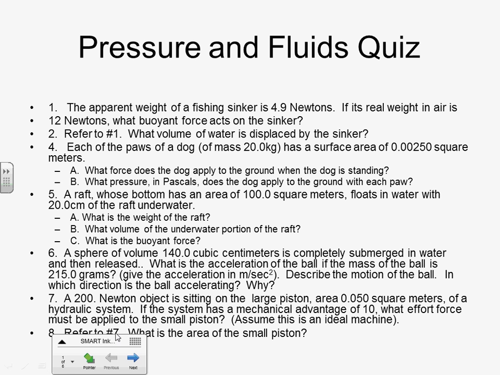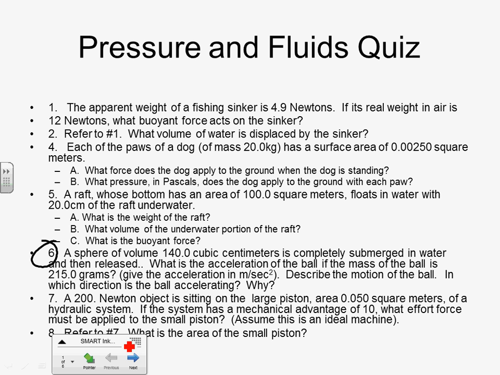All right, let's go ahead and look at the problem up here labeled 6, the one about the sphere. This tells us that a sphere has a volume of 140 cubic centimeters. It's completely under the water and then released. What's the acceleration of the ball if the mass of the ball is 215 grams? Give the acceleration in meters per second squared. Also describe the motion of the ball, in which direction is the ball accelerating and why.